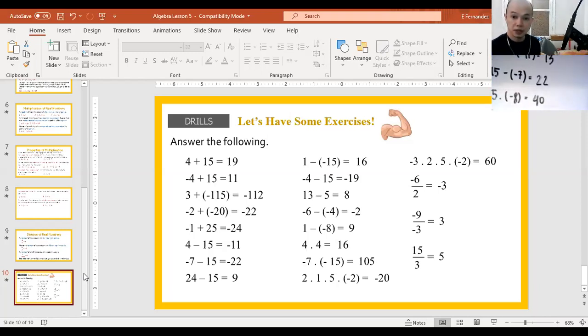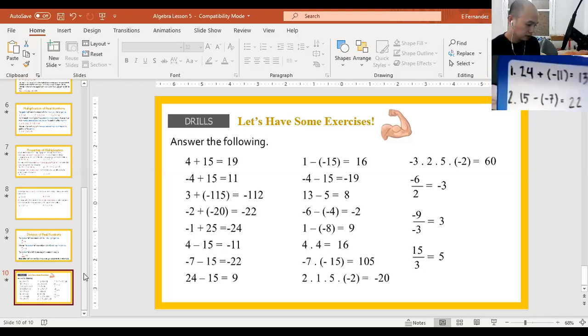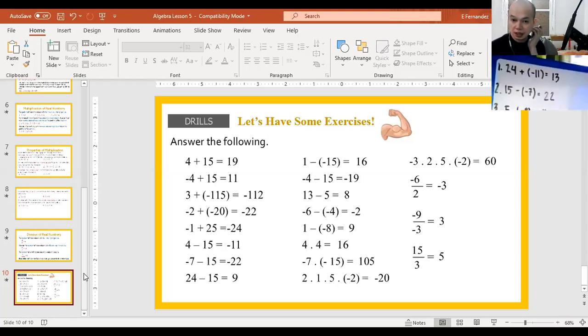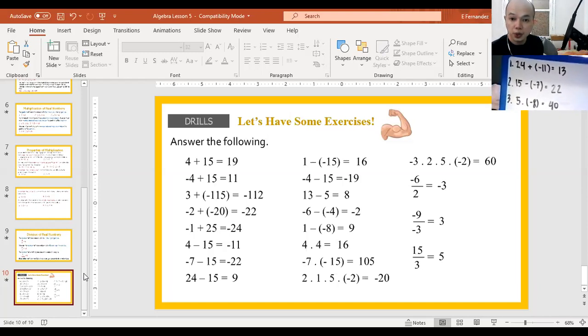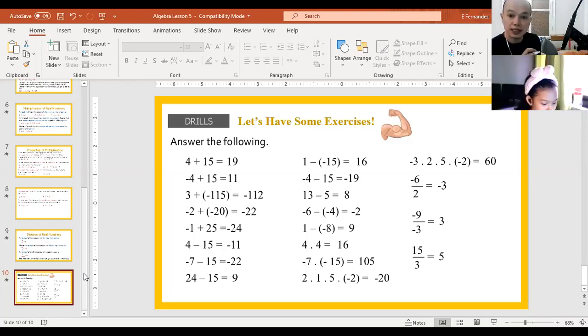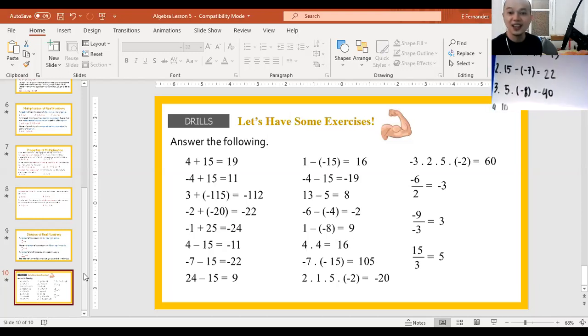You're done. Let me see. All right, positive 13, correct. Positive 22. Number 3, can you move up? Number 3 is 5 times negative 8. Oh, yes. Are you sure about that? Negative 40. Yes, very good.